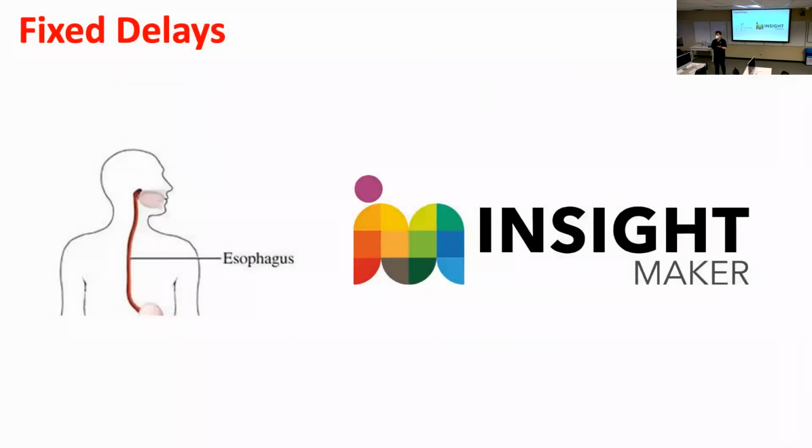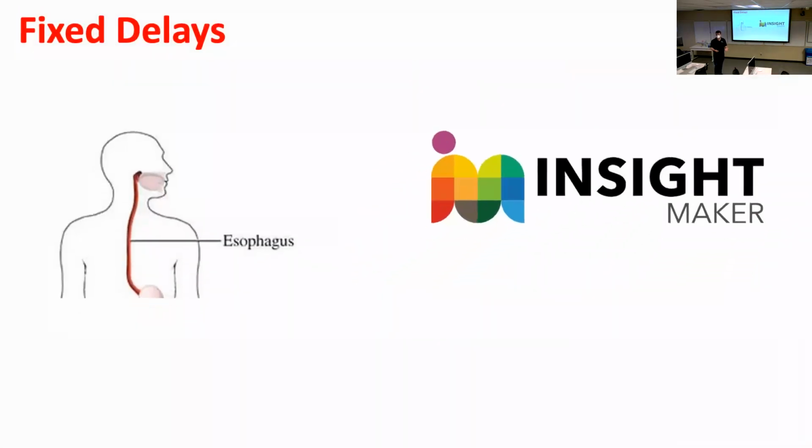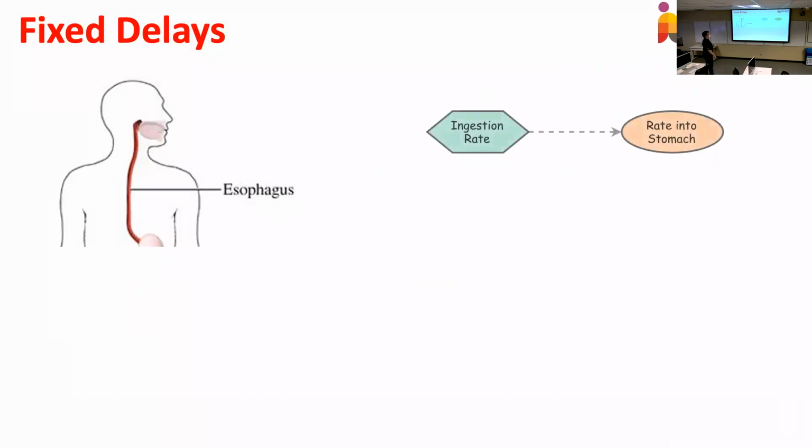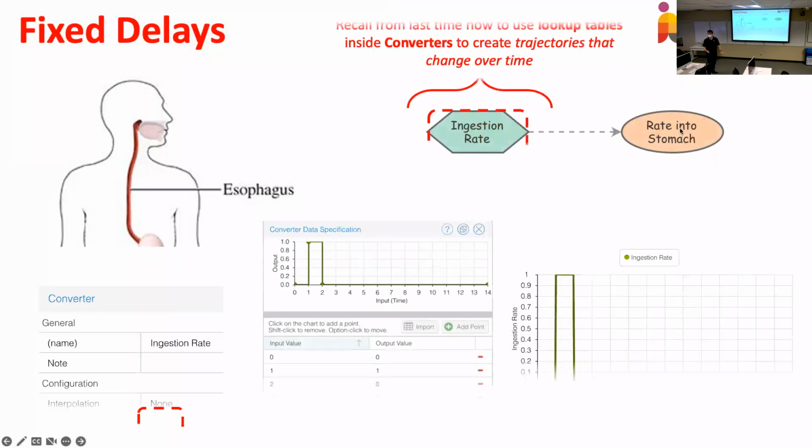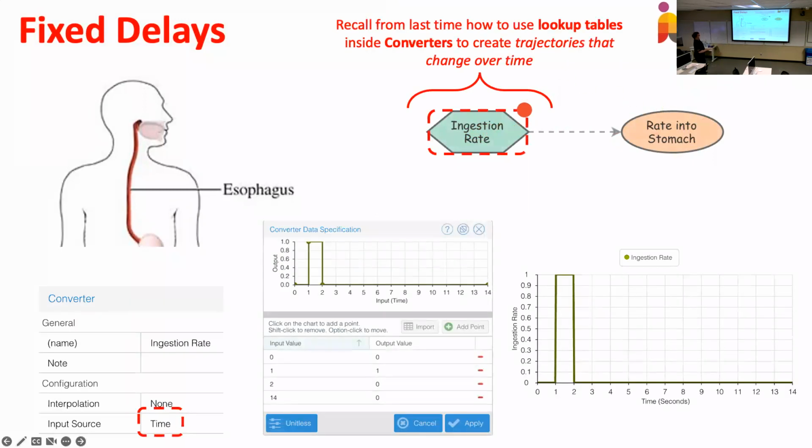All right, so we can also do that in Insight Maker, very similar. So I can create a converter in Insight Maker, which is like a lookup table, and a rate into stomach. Same thing I did in Vensim. In the converter, I can make the input time, so I don't need the shadow variable, and do the exact same thing I did in Vensim. That's one way to do it.